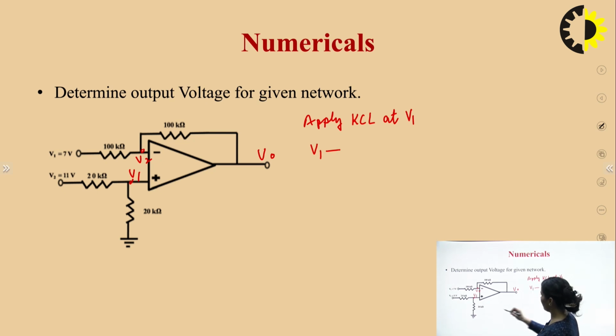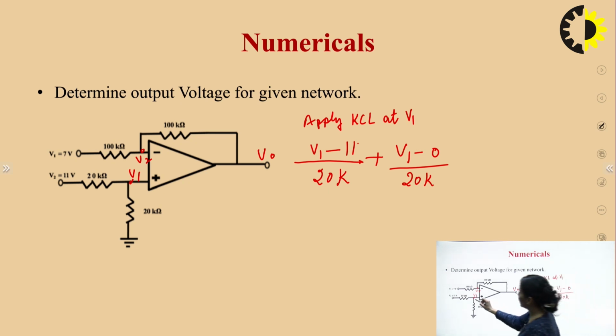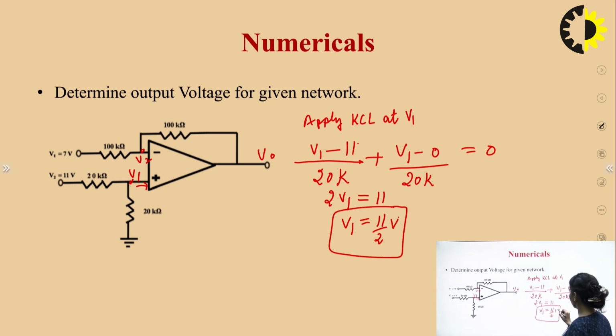V1 minus 11 volts upon 20k plus another branch V1 minus 0 upon 20k. Again the input current in this branch is 0 due to the high input impedance. So we are left only with two branches. 2V1 equal to 11, V1 equal to 11 by 2 volts. So this is the voltage at V1.